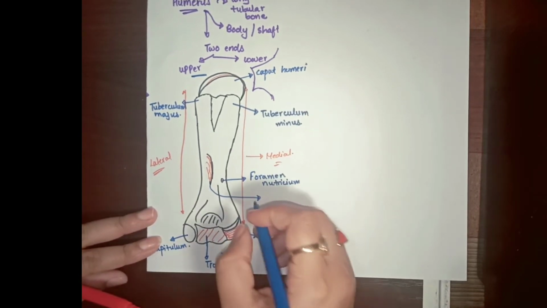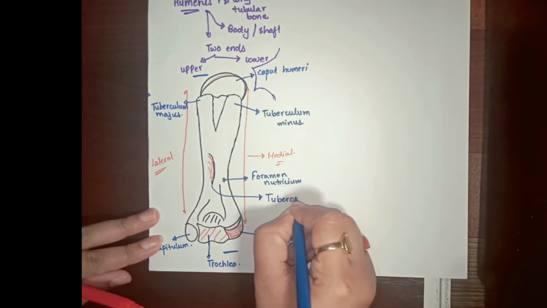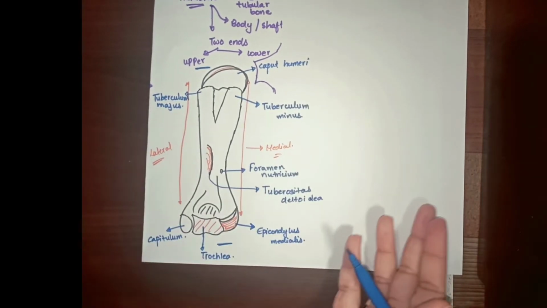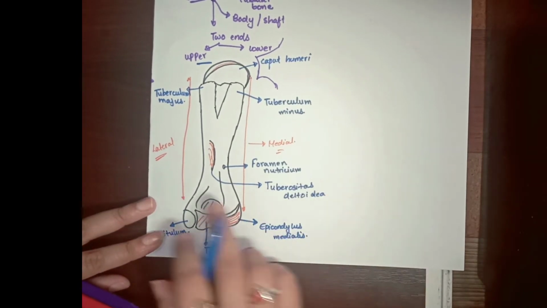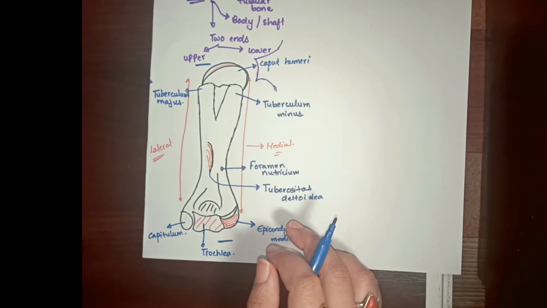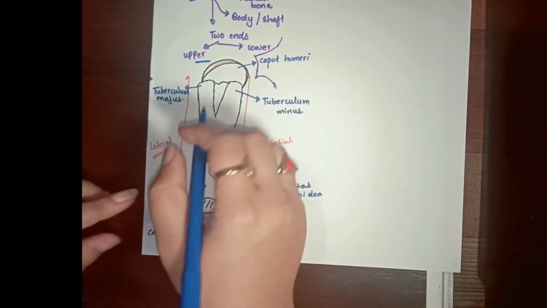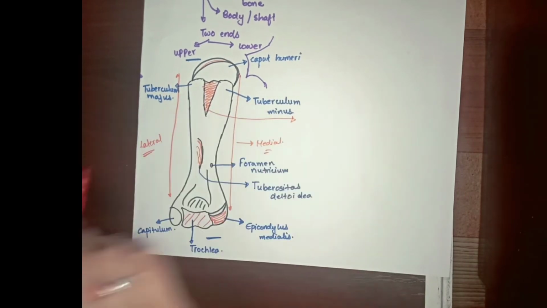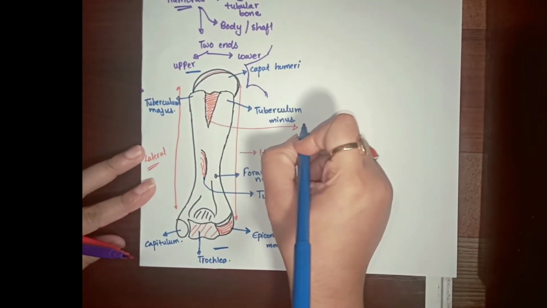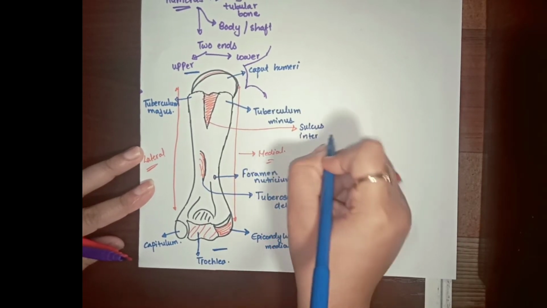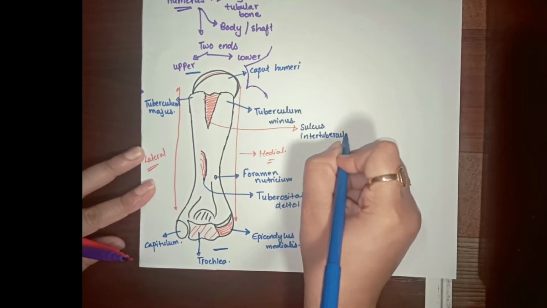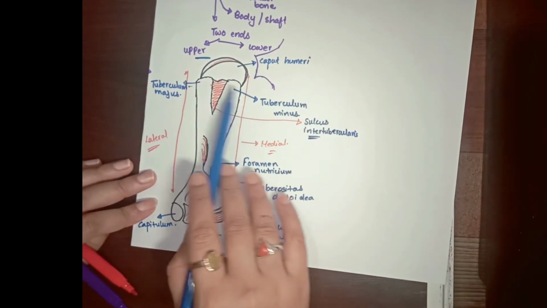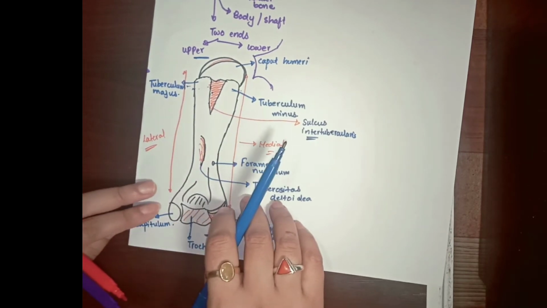Why is the name deltoidea? It is because the deltoid muscle is attached here. You will get to know about the muscles soon in the next video. So here we have the deltoid tuberosity, or deltoid tubercle. Now the part that is formed between tuberculum majus and tuberculum minus is known as sulcus intertubercularis. How will you remember this name? As you can see, it is found between both the tubercles. That's why it is known as sulcus intertubercularis.